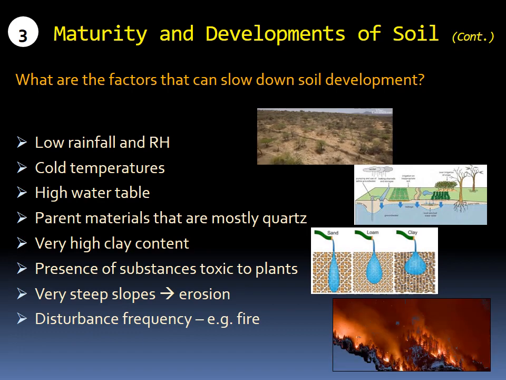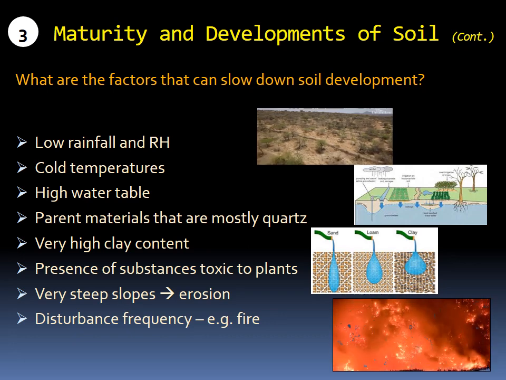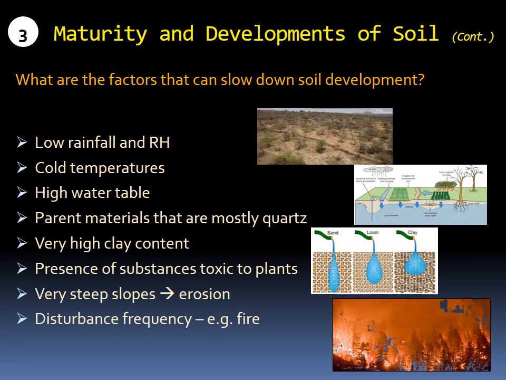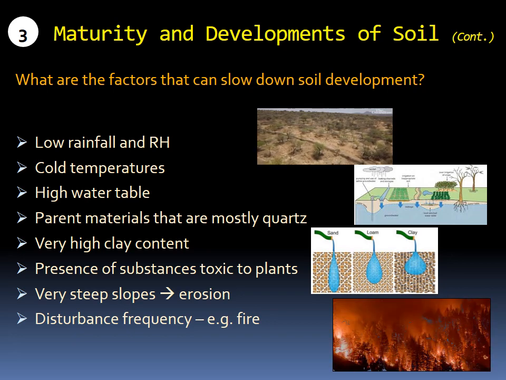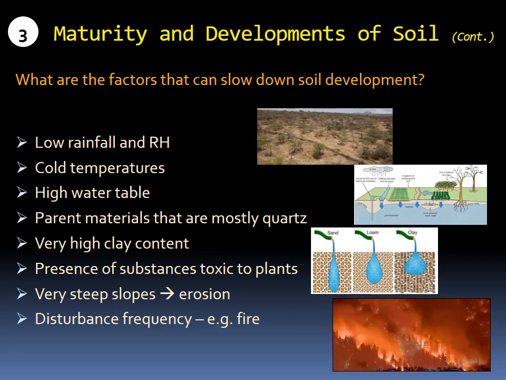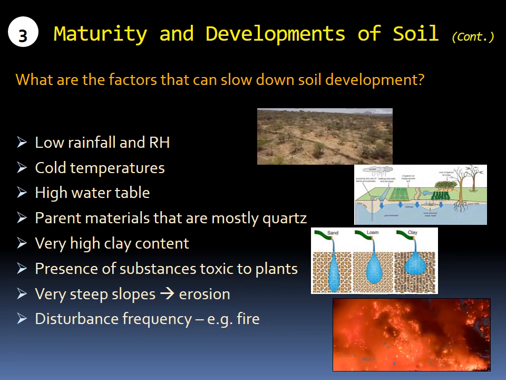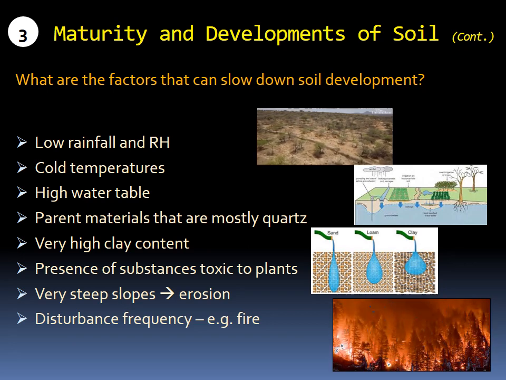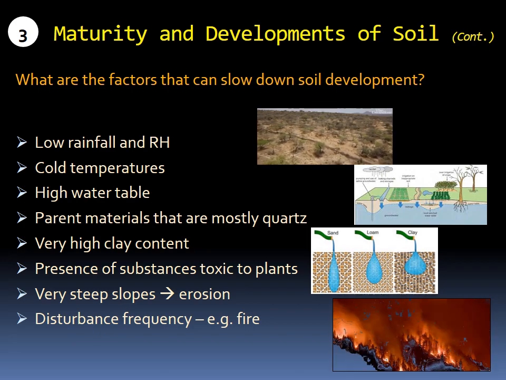Now, parent material types can also affect the degree of weathering and the soil development. If you have a lot of primary mineral like quartz, you would have a slower development. Why? Because quartz is one of the most resistant minerals to weathering. To break it down into smaller particles and to create a lot of changes on it, you would need a very intensive weathering, and you would need a longer time, because that mineral is very resistant.